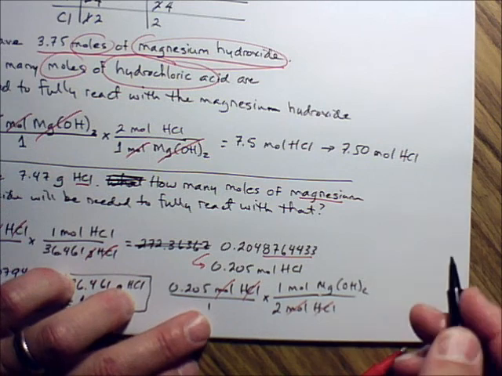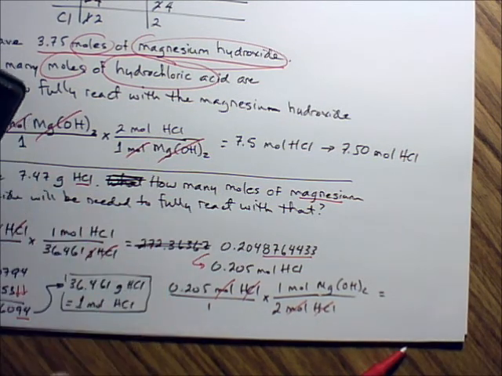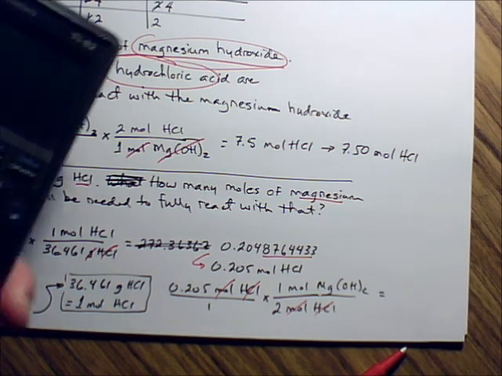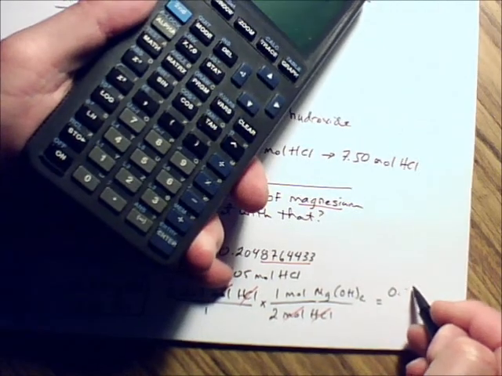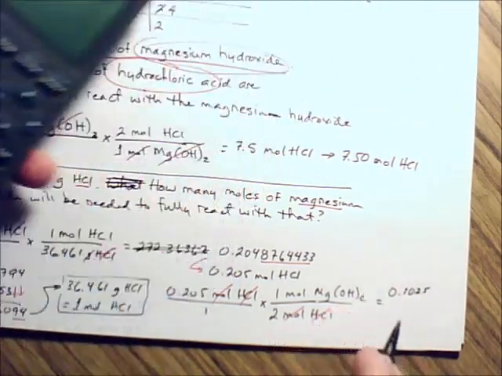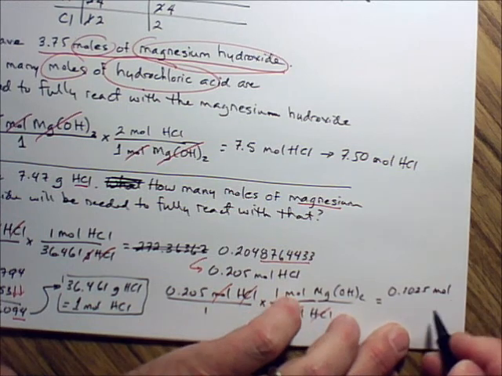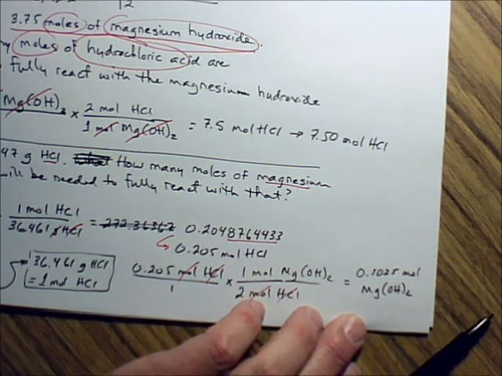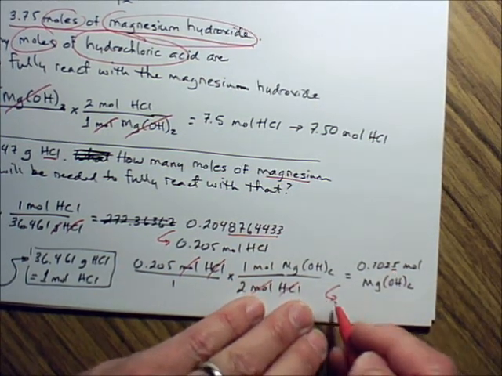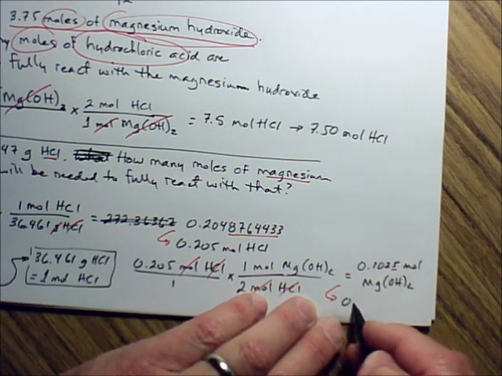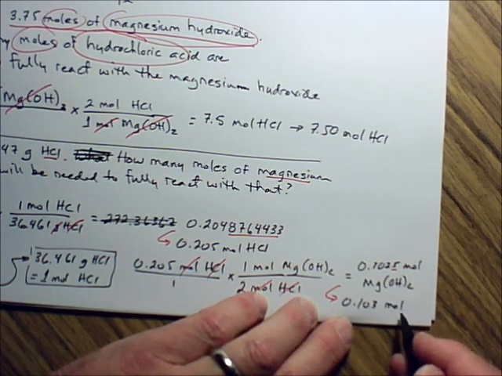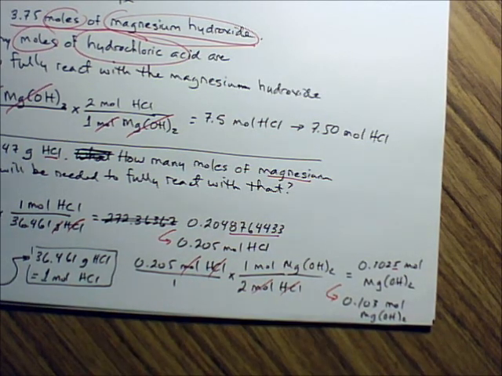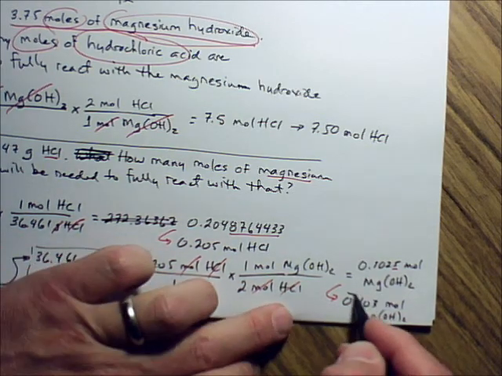Okay, and now we're ready to calculate. So I'm going to use that 0.205, 1 divided by 2. And I get 0.1025 moles of magnesium hydroxide, which I need to round off to 3 digits. So I'm going to get 0.103 moles of magnesium hydroxide. Okay? So there's our final answer down here.